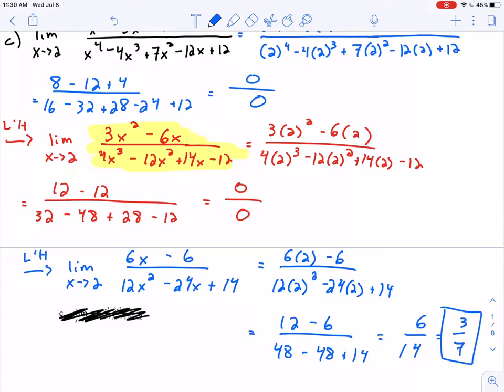You may have some problems where you have to use L'Hopital's rule more than one time. You may need to use it 2, maybe even 3 times to arrive at a solution. But again, just make sure that you're showing that you end up with that indeterminate form before you apply L'Hopital's rule.